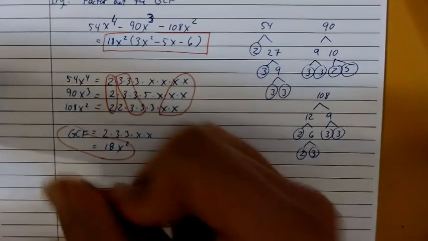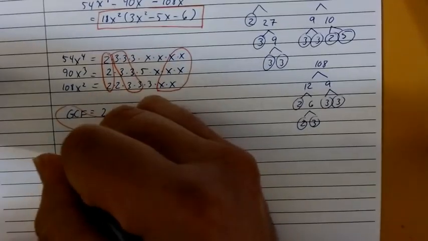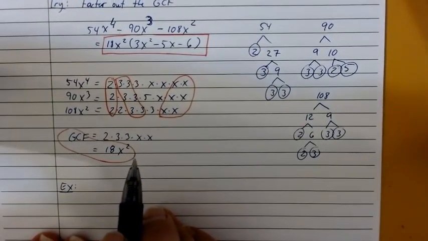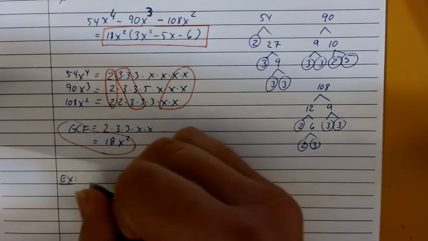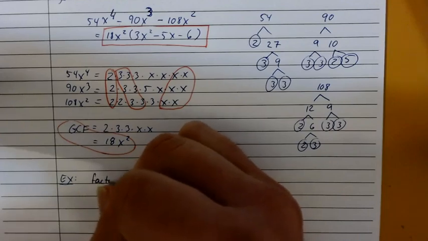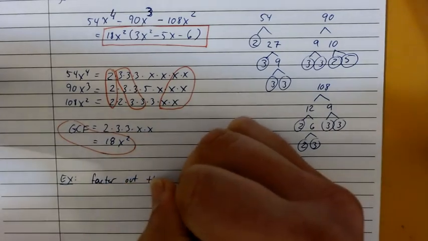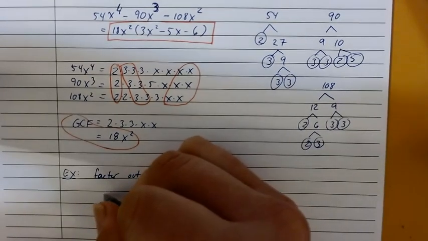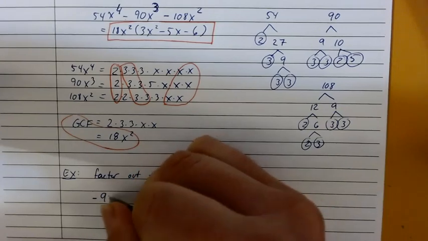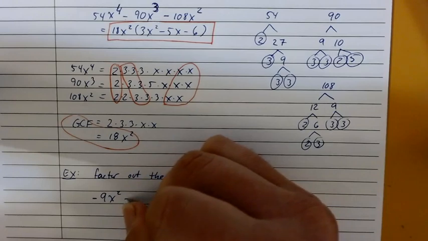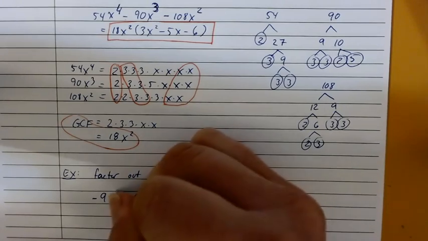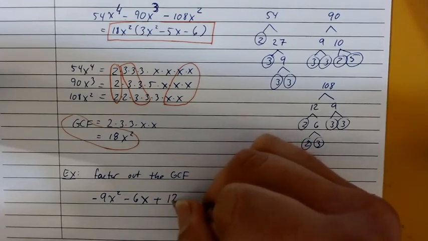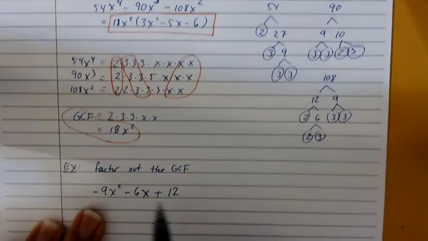You're not exactly wrong, but that's definitely not complete. Okay. As a quick note, there is often occasion to factor out a negative. You say, a negative what? Just the negative. So, for example, let's say we're going to factor out the GCF. Let's say we have, let's keep our numbers simple, negative 9x squared minus 6x plus 12.